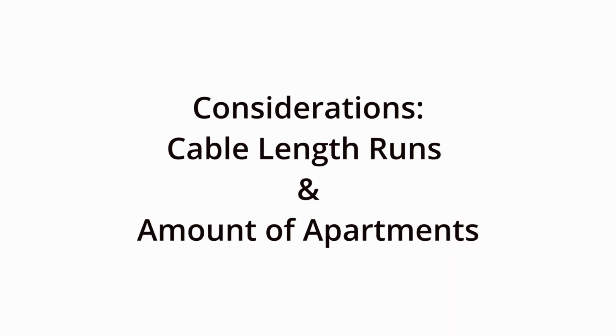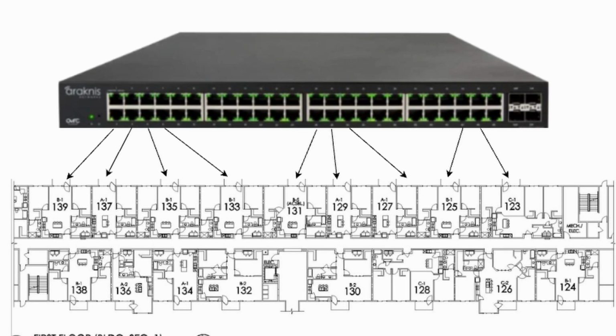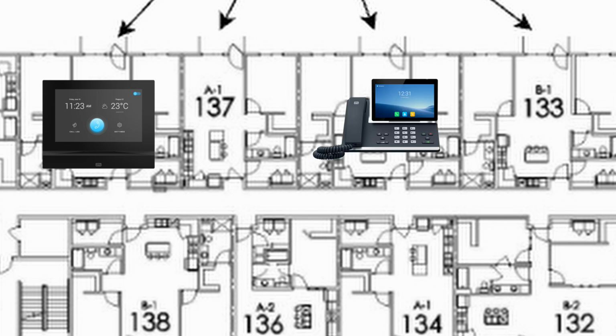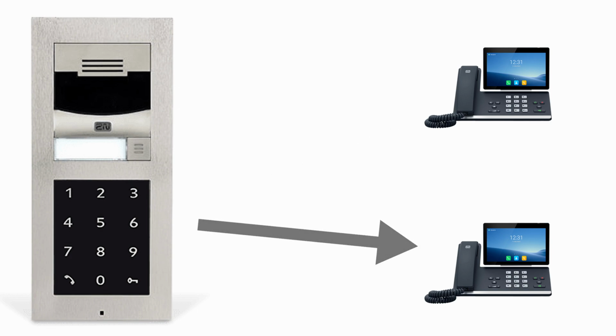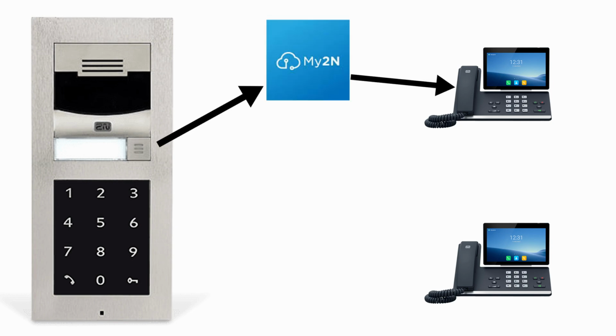Cable length runs and the number of apartments requiring intercom configuration would be some of the factors you have to keep in mind when planning an MDU project. So for that configuration, you could install a 2N answering unit such as an Indoor View or a SIP phone in each apartment, on the same local area network as the intercom on the communal network. That would be a straightforward SIP call from the intercom to the apartment. Or you could configure and centralize this using the My2N platform and make all the calls over the cloud.